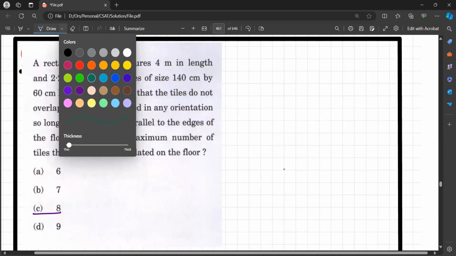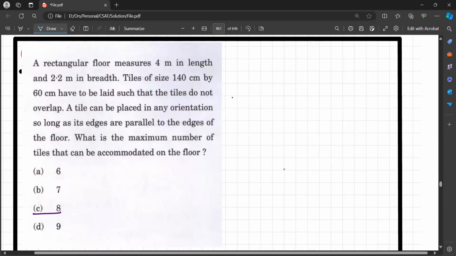Let us see. A rectangular floor measures 4 meters in length and 2.2 meters in breadth.